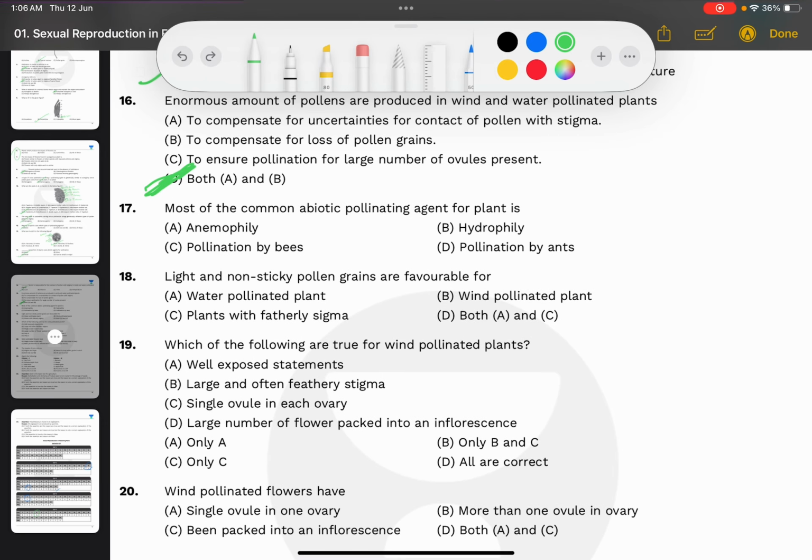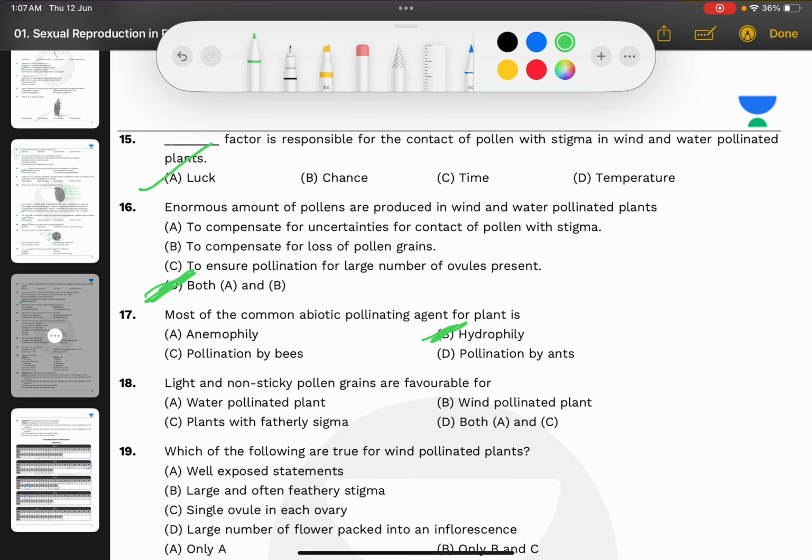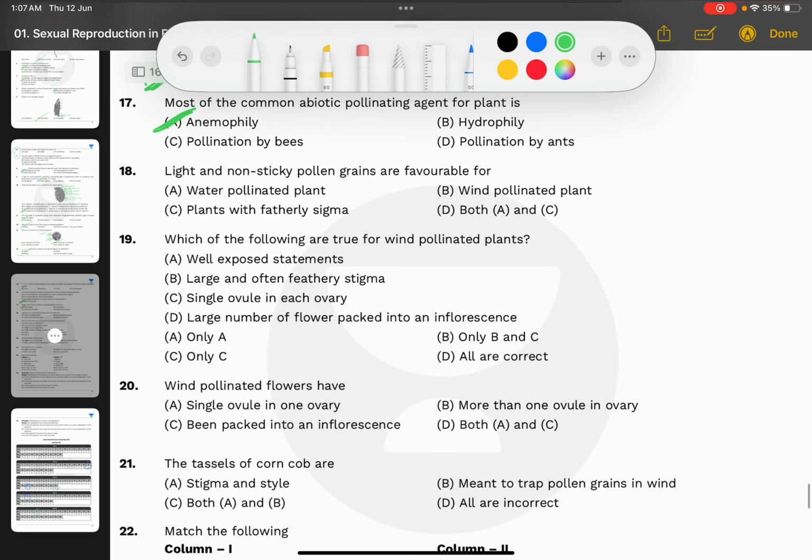Most common abiotic pollinating agent for the plant is anemophily. Oh, abiotic, it is asking abiotic. Hydrophily is there. 17 B is the answer. Anemophily is the answer. I asked abiotic. Anemo, does air come in that? I thought insects come in anemo. Never mind. Light and non-sticky pollen grain are favorable for wind pollinating plant.